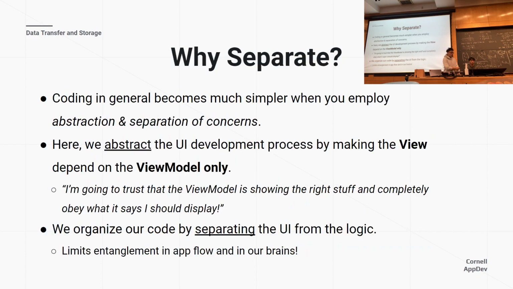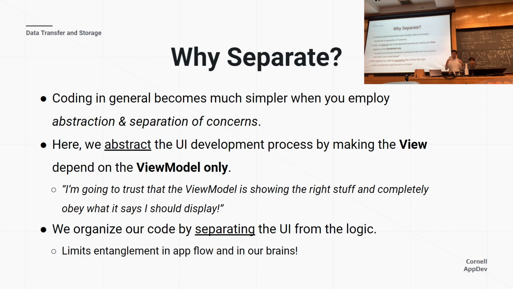So, why separate? Coding in general becomes much simpler when you employ these types of abstractions and separations of concern. Here, we abstract the UI development process by making the view dependent on the view model only. So, what you're doing is saying, I'm going to trust that the view model is showing the right stuff and completely obeying what it says, and that is what I'm going to display.